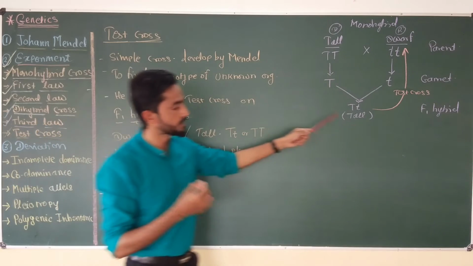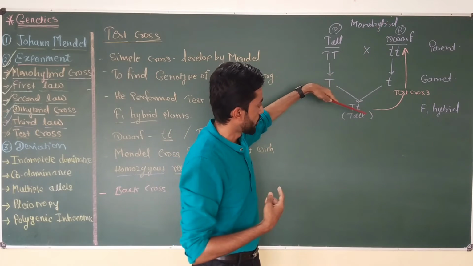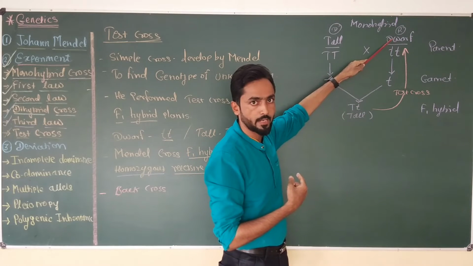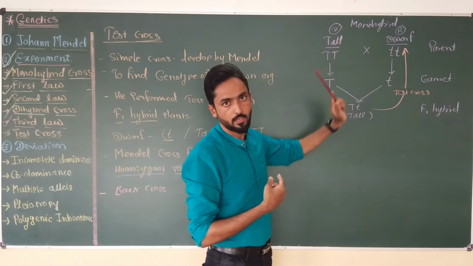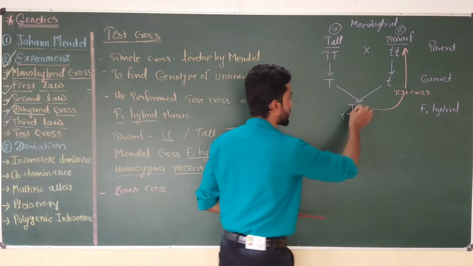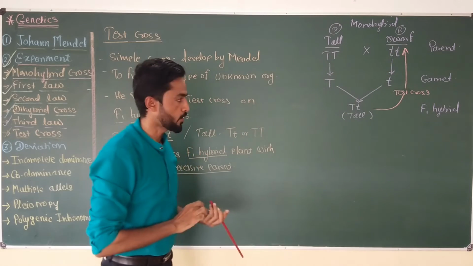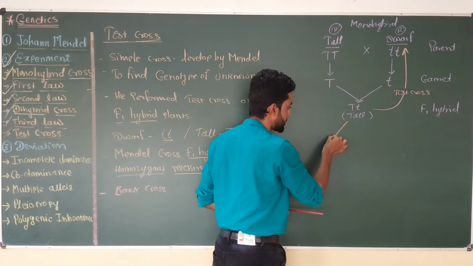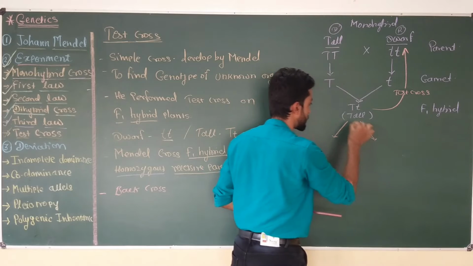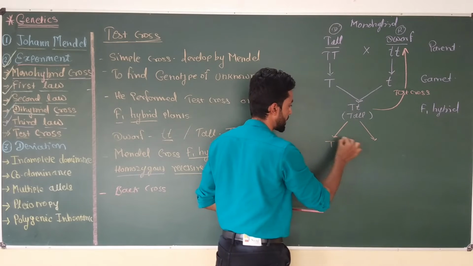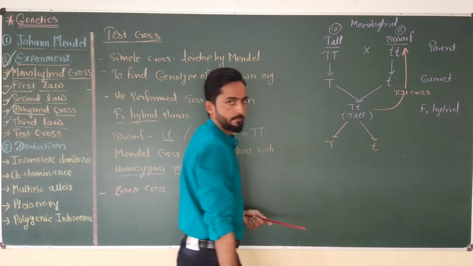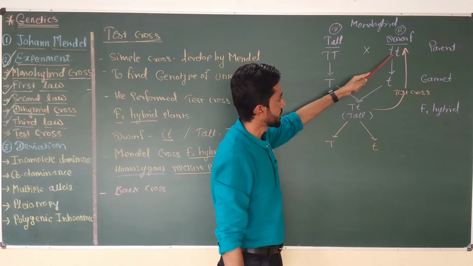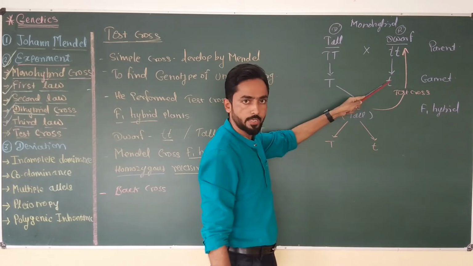Okay, as we are going back in the generation, we are crossing F1 progeny with one of their parents, so it is also called a back cross. Now what is the result of this cross which Mendel performed? This capital T small t type of F1 hybrid produces two types of gametes, capital T and small t, while this dwarf plant in the cross produces a single type of gamete.